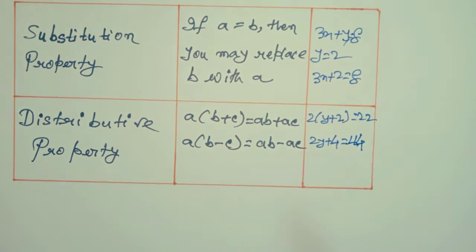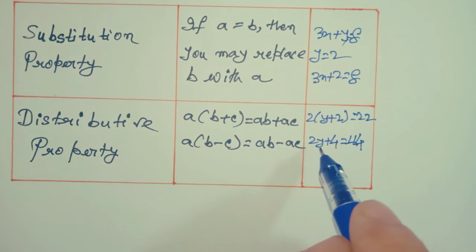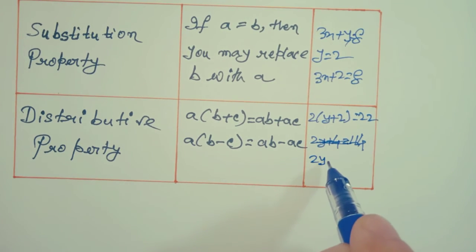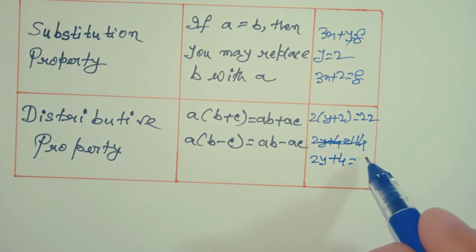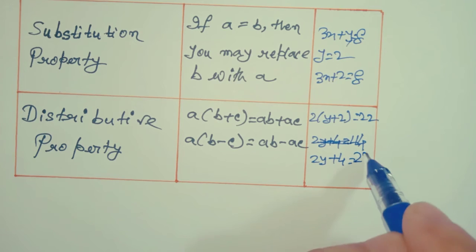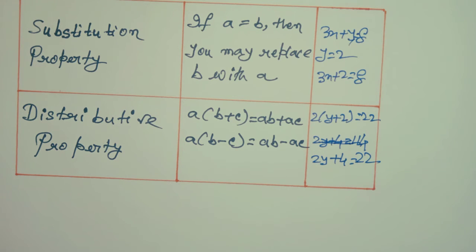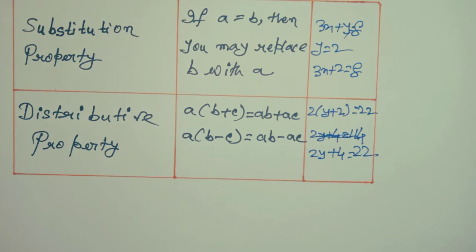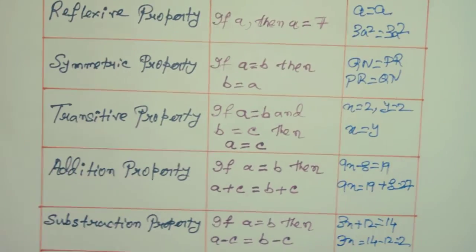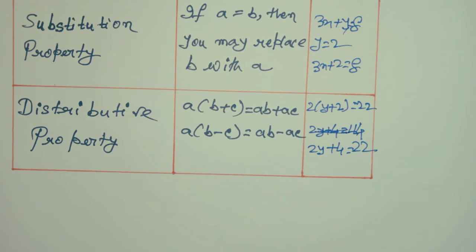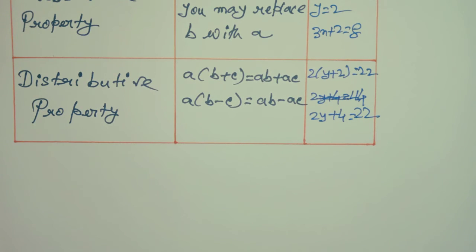Let me show another example. So this would be 2y plus 4 equals 22. These are a few of the examples. You might be wondering why we are showing these. We have seen the reflexive, symmetric, transitive, addition, subtraction, substitution, distributive properties. So 1, 2, 3, 4, 5, 6, 7, 8, 9. These are equality properties, that is fine, but why are we showing them?